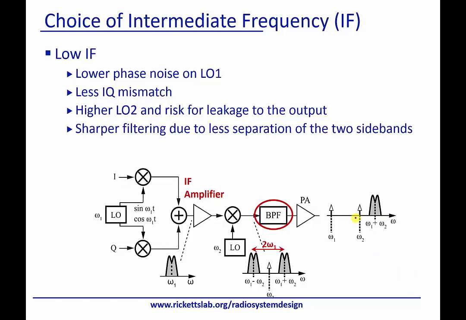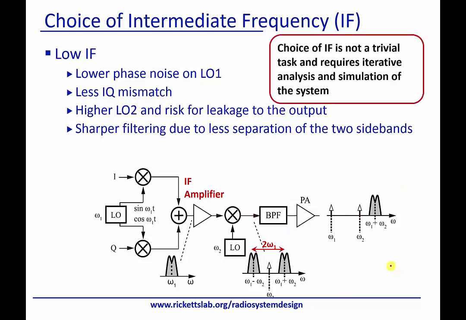And the other problem is that, remember, I need to get this filter to keep this one sideband I want. The closer it gets to omega 2, the closer the lower sideband also gets to omega 2 and the sharper the filter I need. So omega 1 ideally should be much larger, as large as I could make it, to benefit both the LO leakage and the bandpass filter.